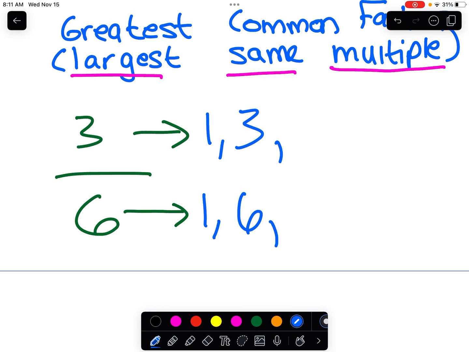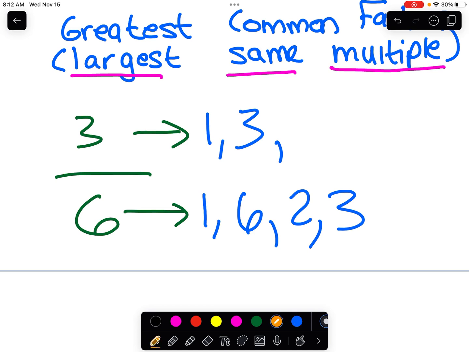For 3, I don't think there's any other pair of numbers that multiply together to form 3. But for 6, you're perfectly welcome to use the multiplication chart. I happen to know that 2 times 3 equals 6, and I think that's it. We've got all the factors for the numerator and the denominator listed out.